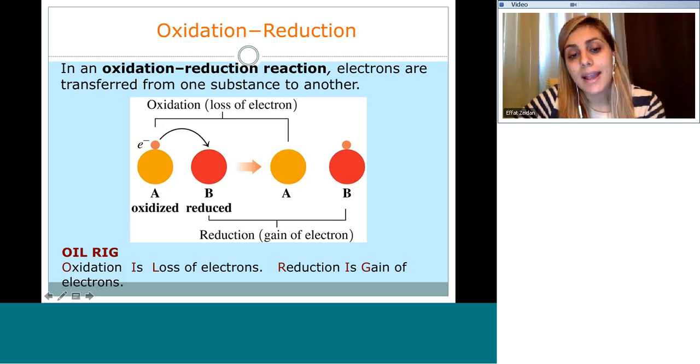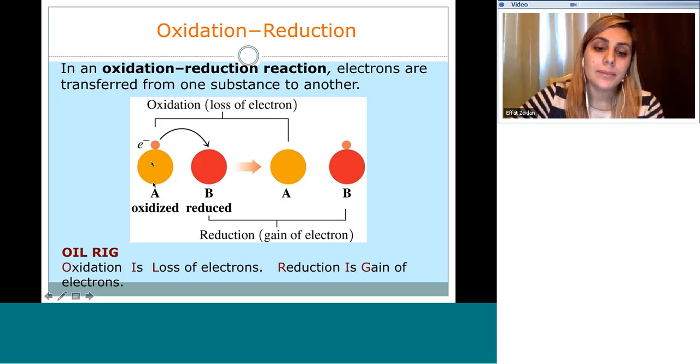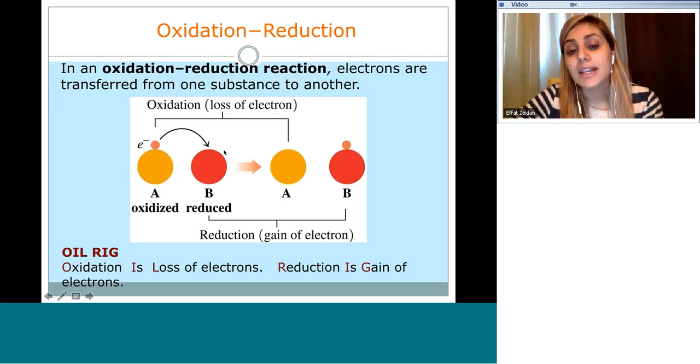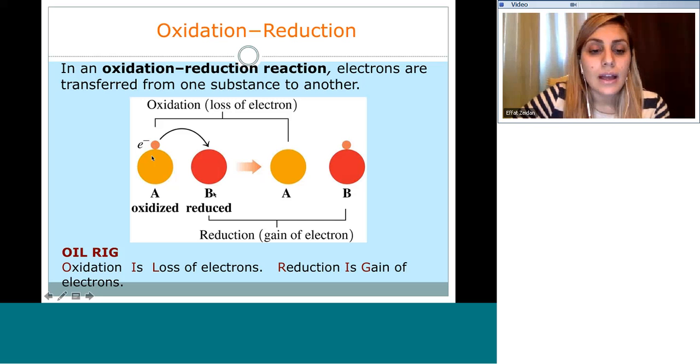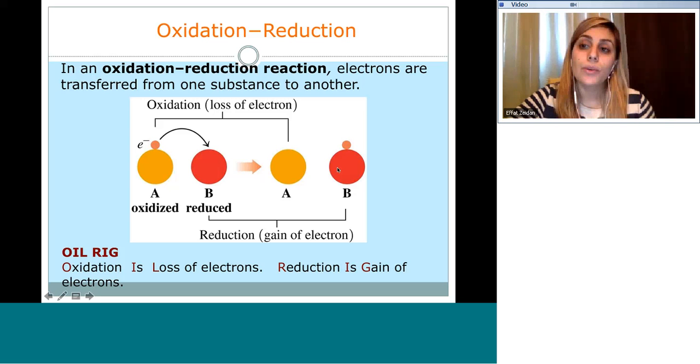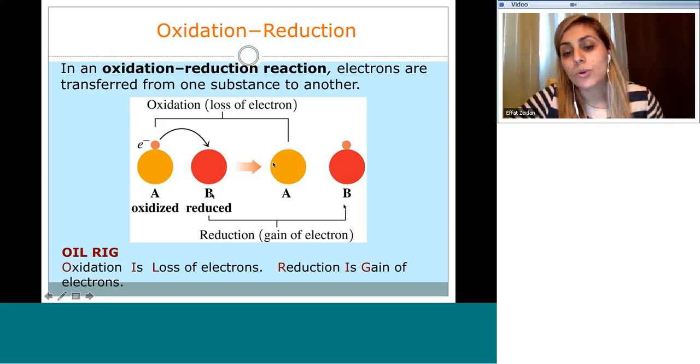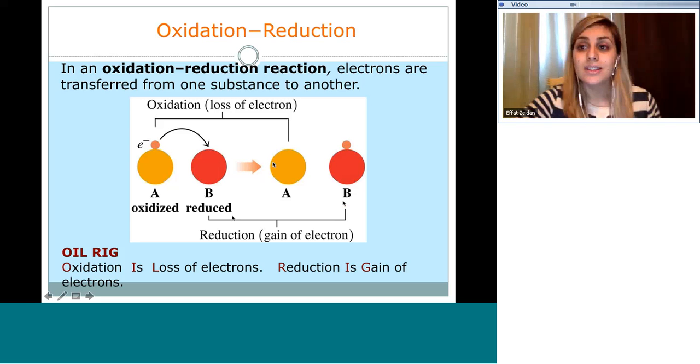Let's take reactant A and reactant B, and then product A and product B. What happens is the reactant that gives up an electron is the one that's being oxidized. Reactant B, which gains an electron, is the one that is being reduced. So A lost an electron and B gained an electron, right? The process where there is a loss of an electron is called oxidation. The process where there's a gain of an electron is called reduction. So B was reduced, A was oxidized.